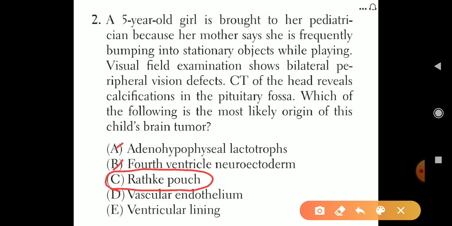About the ventricular lining: most commonly, if there is a tumor of the specialized ependymal cells, then definitely there is excessive production of CSF if it is a benign tumor, leading to hydrocephalus, or sometimes it causes obstruction, leading to obstructive or non-communicating hydrocephalus. So the best option is the Rathke's pouch.